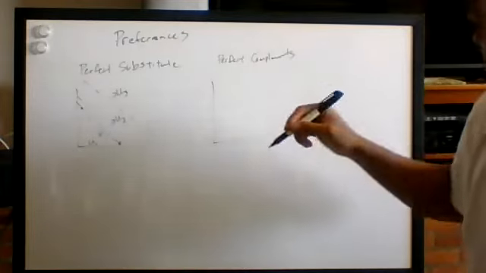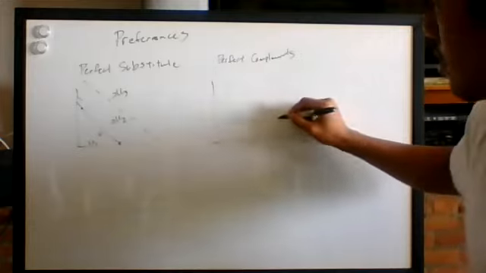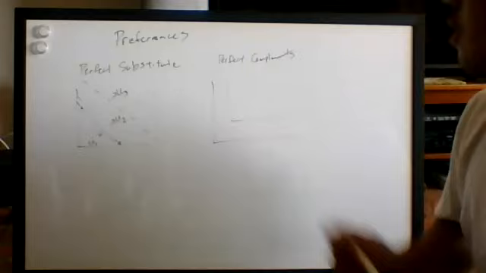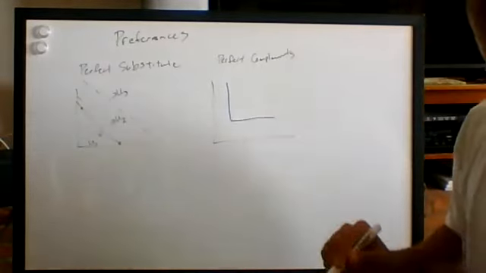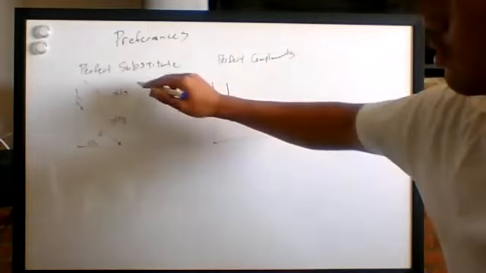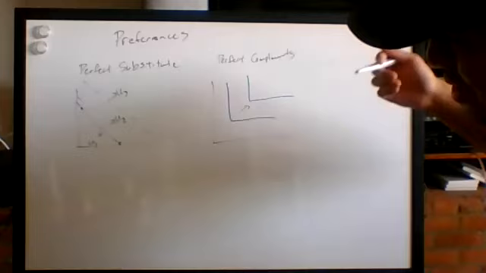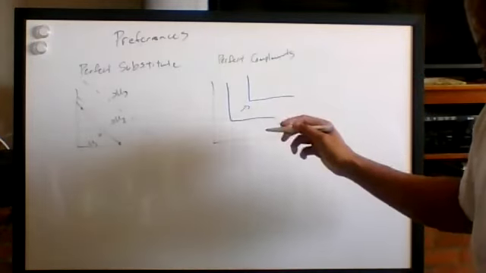Perfect complements are going to be these L-shaped indifference curves that, maybe I'll use a deeper marker. There are these L-shaped indifference curves that we see, right? And it's very similar to perfect substitutes. We have infinitely many of these. And so you want to think about why it is that they're L-shaped.